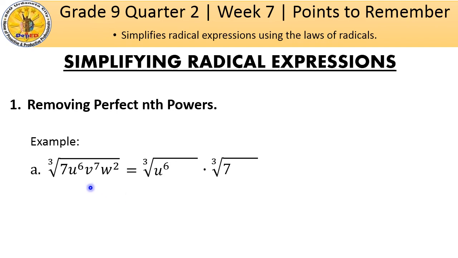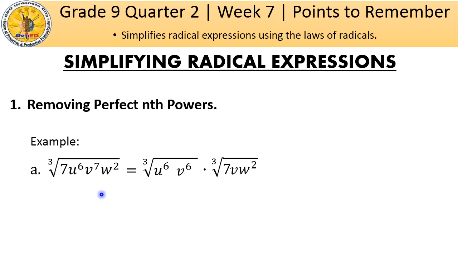Sunod ay v raised to 7. Para maging perfect cube, v raised to 6 and then yung isang v na natira ay mapupunta sa kabila because v raised to 6 times v is v raised to 7. And then, w squared is not perfect cube and not divisible by our index 3. Kaya, isusulat natin siya sa right side.